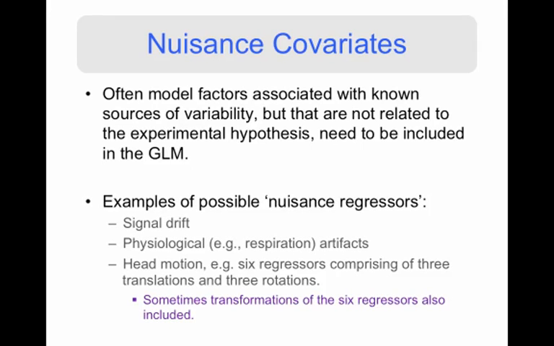Examples of such possible nuisance regressors include the signal drift that we see when we put a person in the scanner, physiological artifacts such as respiration or heart rate, and also head motion. Six regressors comprising the 3 translations and 3 rotations are often put into the GLM as well. Sometimes transformations of these 6 regressors are also included, for example the first difference, the square, or the square of the first difference. So oftentimes people put up to 24 different motion regressors into the model.